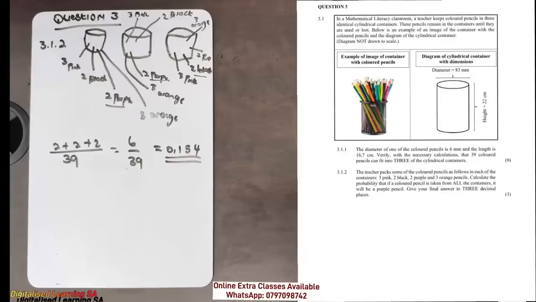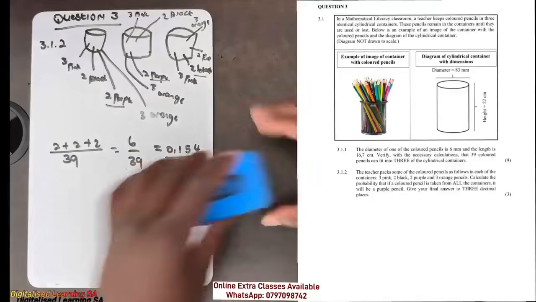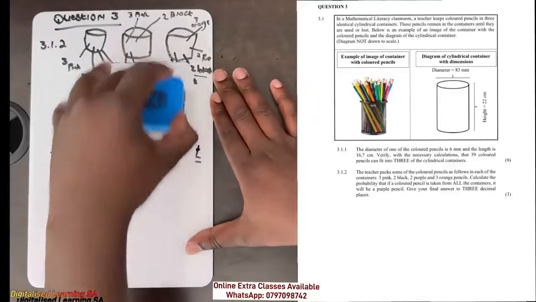Okay, so now let's move to our next set of questions, which is question 3.2. Okay, so maybe we can just create a bit of space before we move.